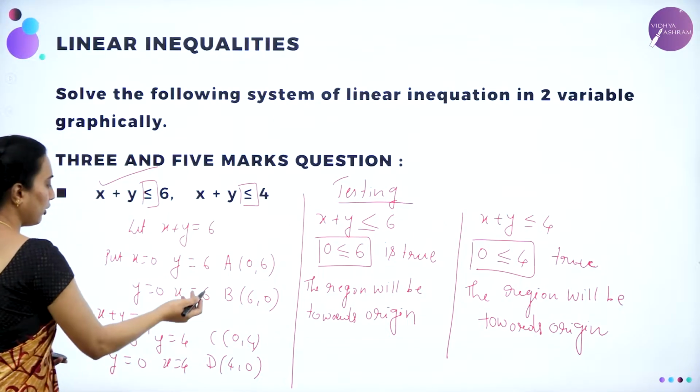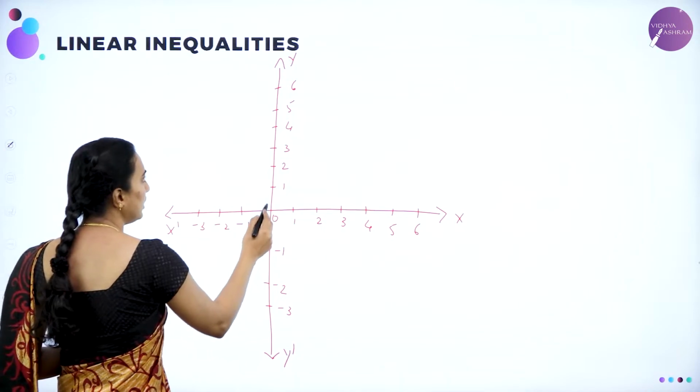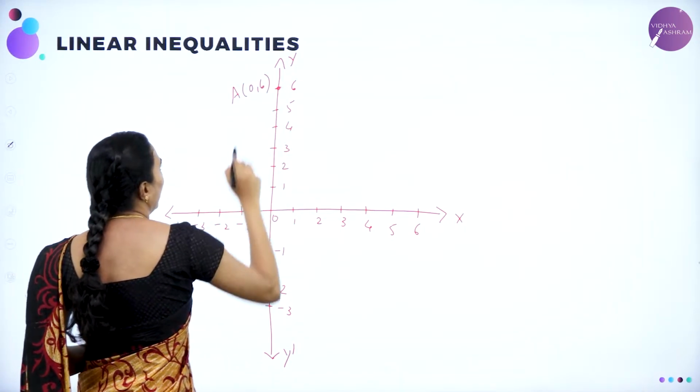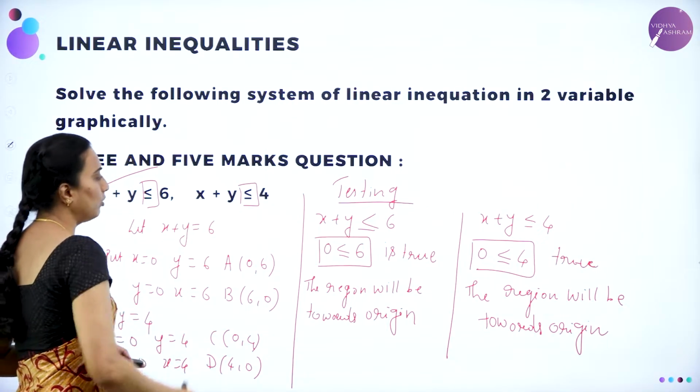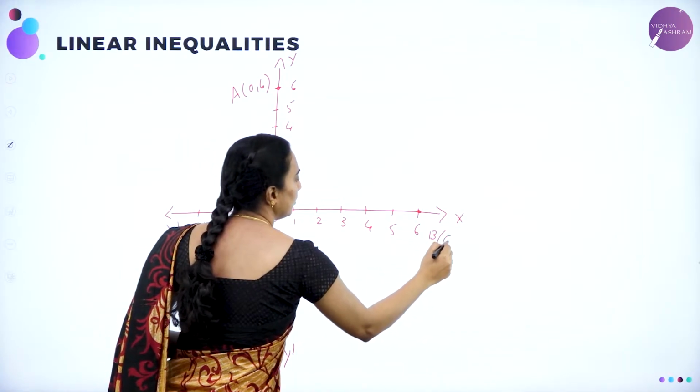Now let us mark the point A of 0, 6. Where is A of 0, 6? It is in this. So A of 0, 6. And then B of 6, 0. So B of 6, 0, where will it come? Here. So B of 6, 0.